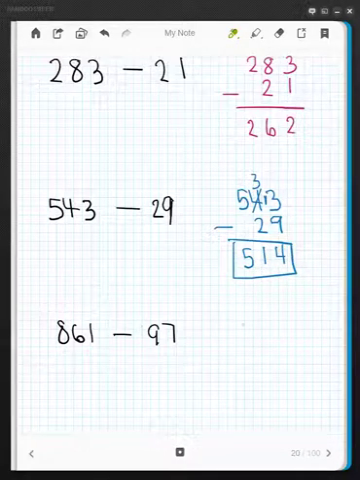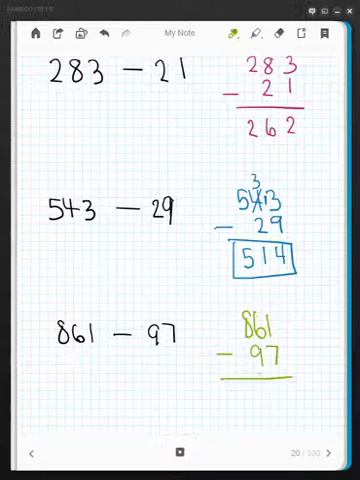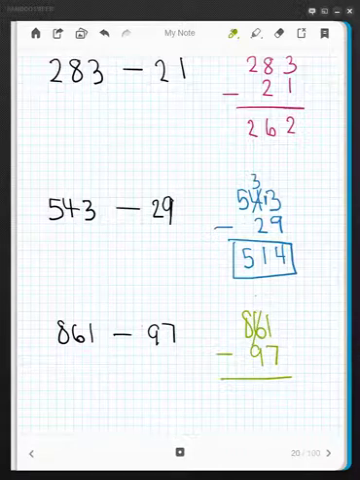Finally, we have 861 subtract 97. So we line them up, ones with ones, tens with tens, hundreds with hundreds. 1 minus 7, I can't do that, and remember it's not okay to do 7 minus 1. Subtraction is not commutative. I borrow, so 6 becomes a 5. I give that one group of tens over here to the ones group, so 10 plus 1 is 11. 11 minus 7 is 4.